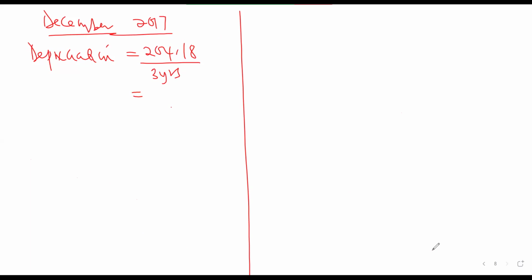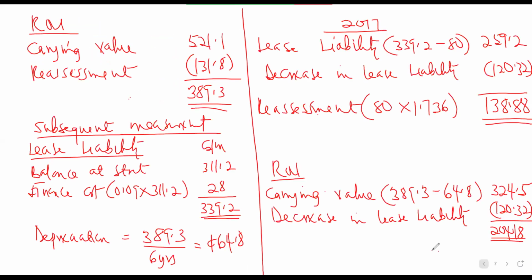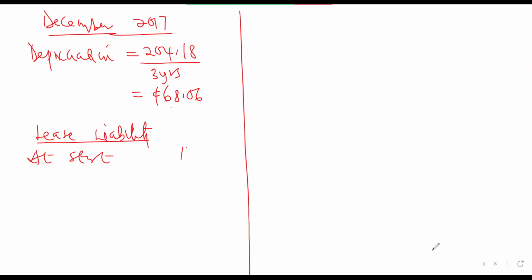What will be the depreciation? That will be 68.06. And our lease liability at the end of this year will be amortized. So we have lease liability at start, and that will be 138.88. Then we have the finance cost.